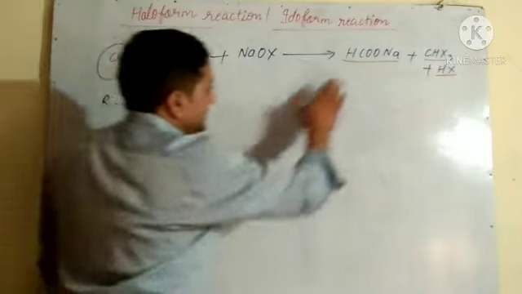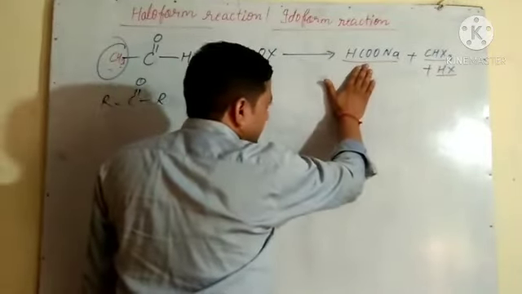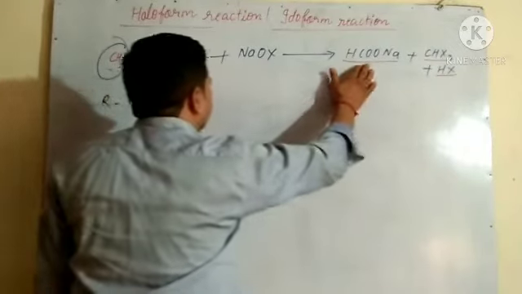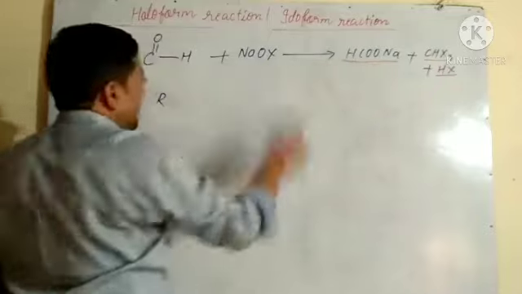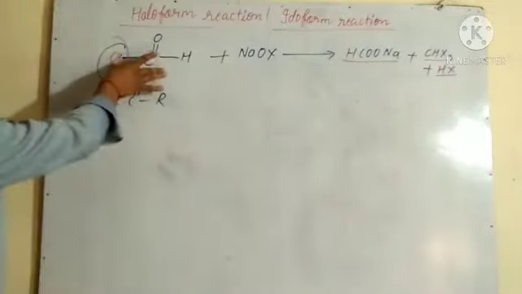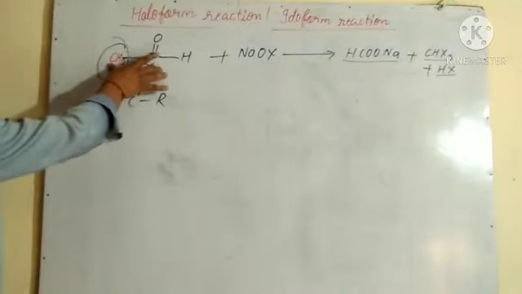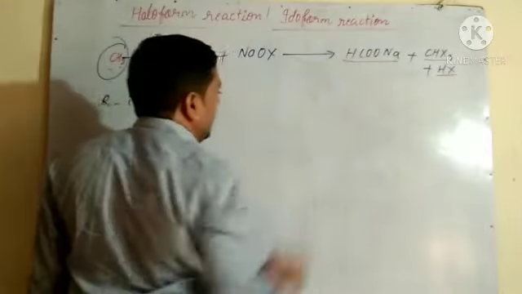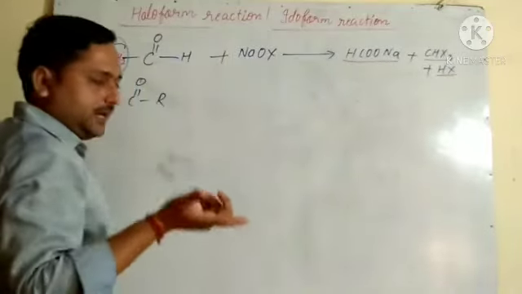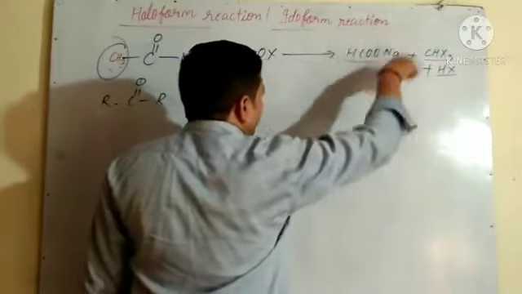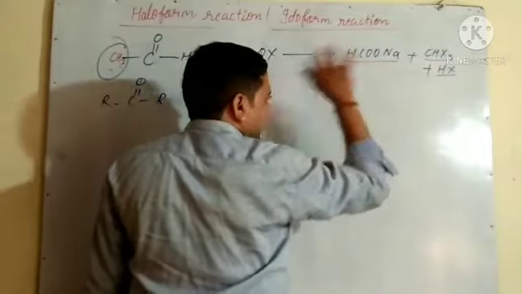Students, this acid means the sodium salt of the acid. So this acid has one carbon less than the parent aldehyde or ketone. Here, how many carbons does the aldehyde have? That is 2 carbons. We get a 1 carbon acid, the sodium salt of the acid we got. Means we got one sodium salt of 1 carbon.